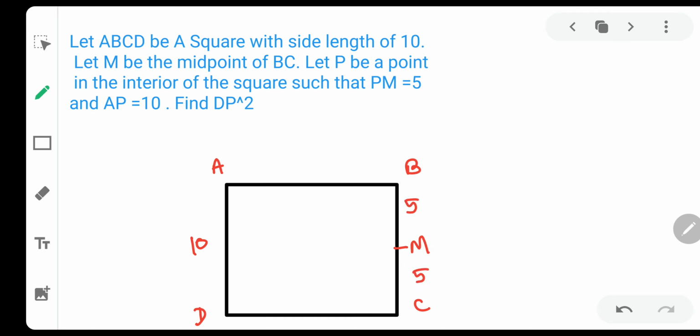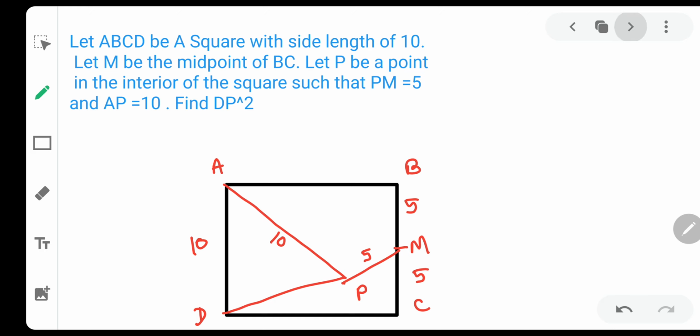Then P is in the interior of the square such that PM is equal to 5. So let us say P is somewhere here, and they are saying PM is 5 and AP is 10, and they are asking us to find out the square of DP. That's what we need to do. So this is the basic ideology of this diagram.